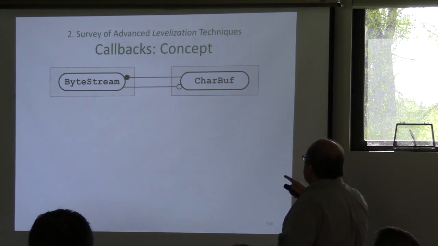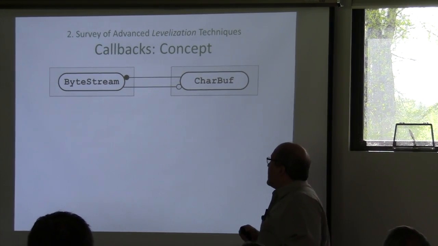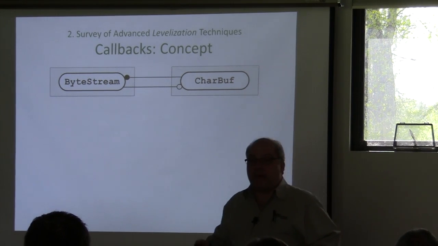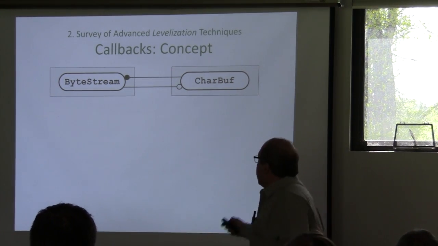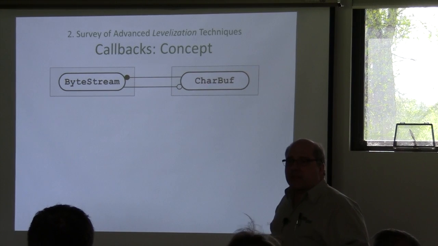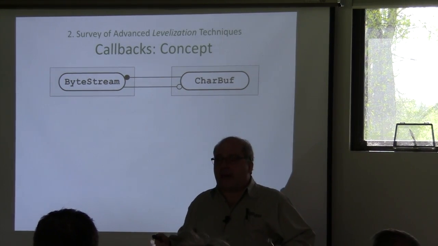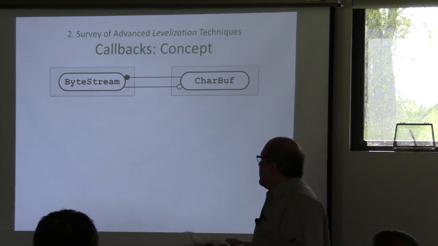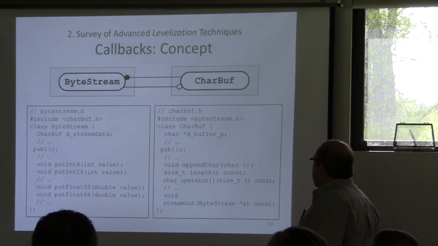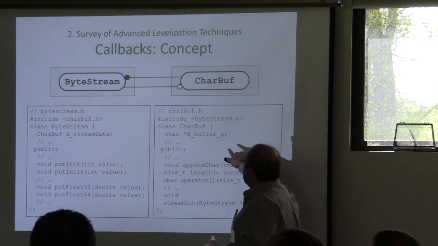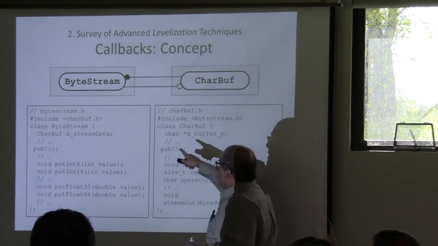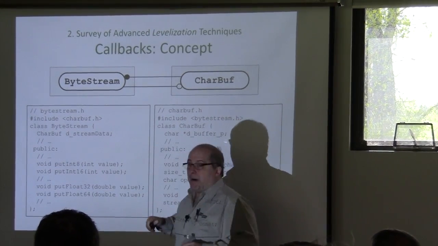Anyway, so I have a byte stream and a char buff. The byte stream needs a char buff to hold the data, because it's a mechanism that holds state. But the char buff wants to be able to write itself out to the byte stream. What's up with that? Can we have that? So here's our situation. The char buff, here's our char star here. Here, our byte stream has a char buff.